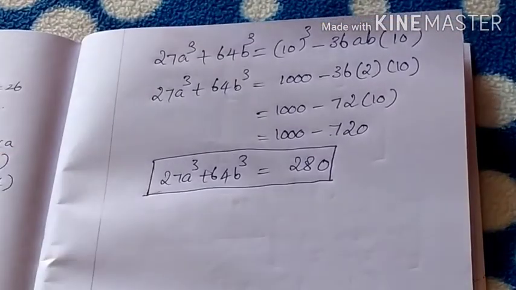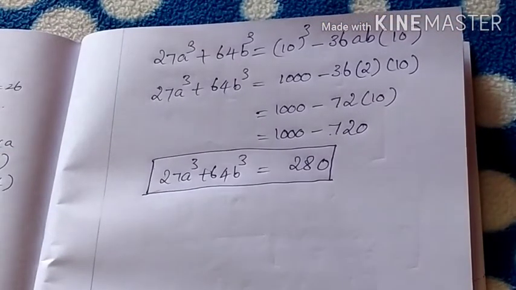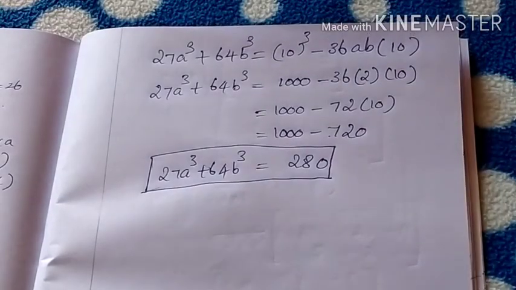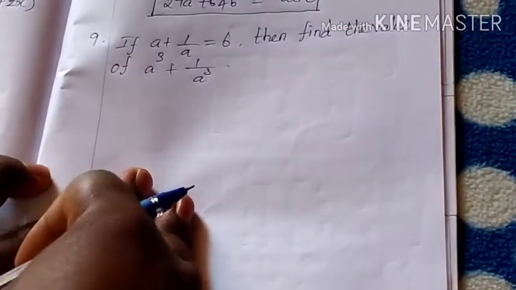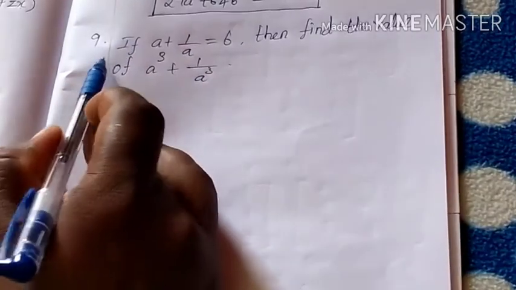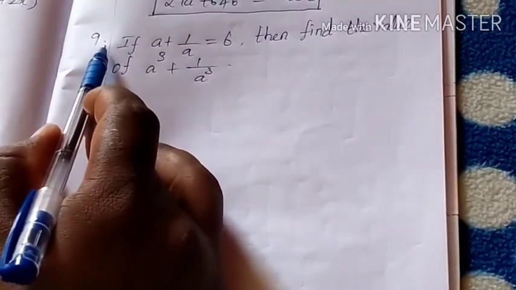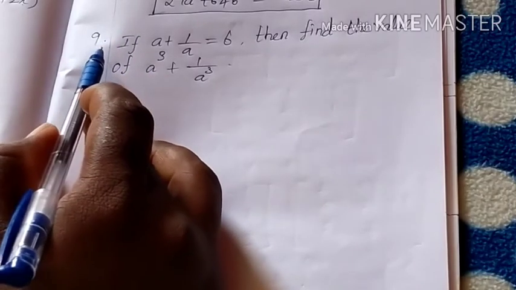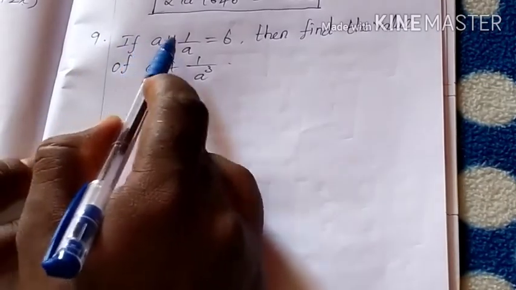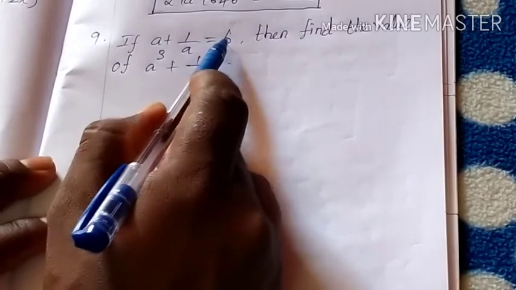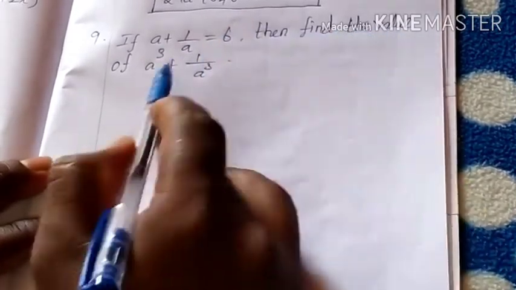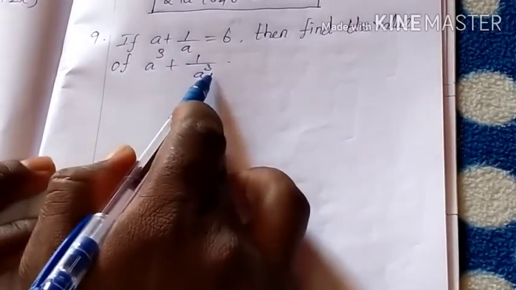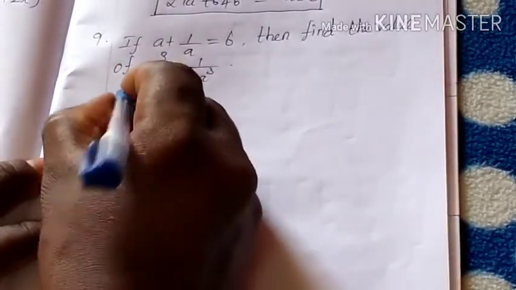Have you understood? Using the algebraic identities, before starting, carefully read all the identities. Next, 9th question. 8th question is homework, following the same manner as the 7th question. Now the 9th question: if a plus 1 by a equal to 6, then find the value of a cube plus 1 by a cube. The cubic values appear, so using the cubic identities.